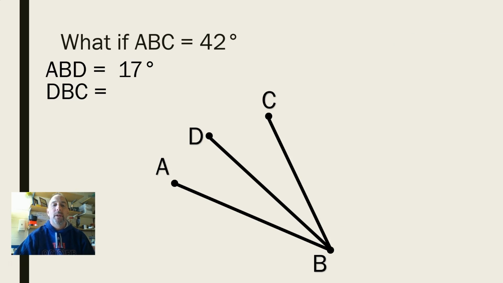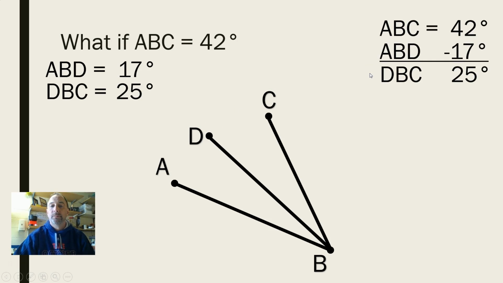Okay, so again, if it's not known, ABC equals 42 degrees. ABD is 17 degrees. 42 minus 17, 25.